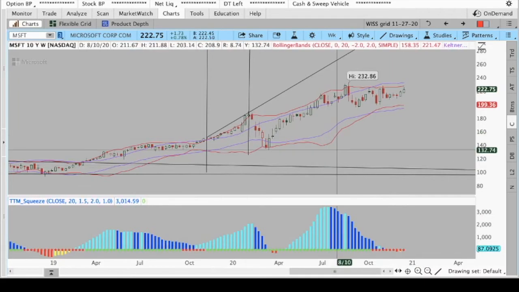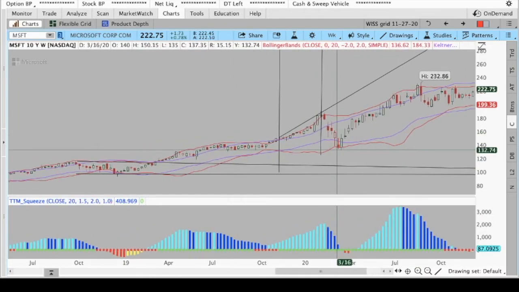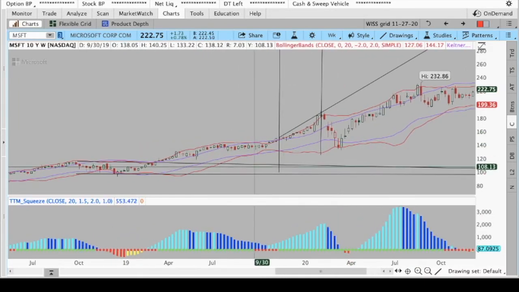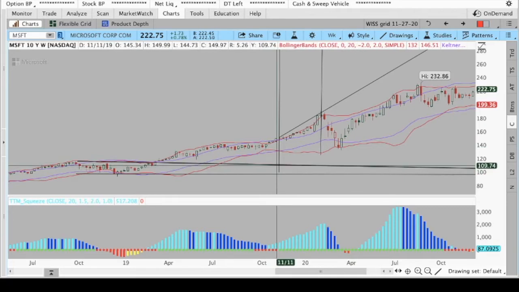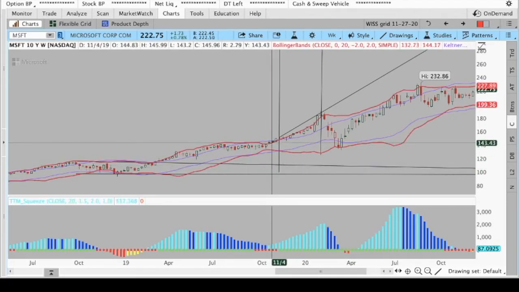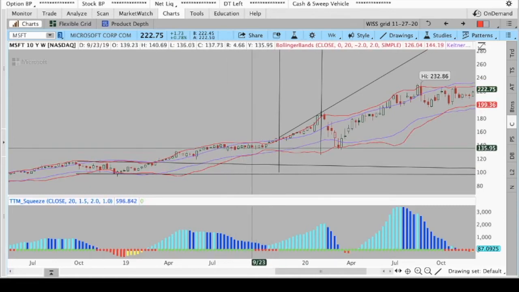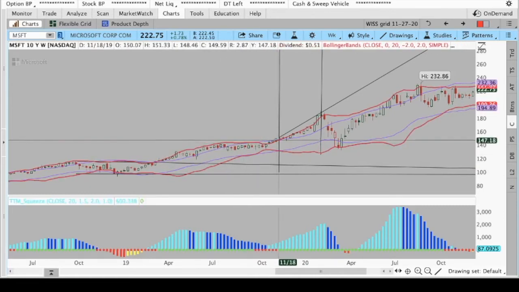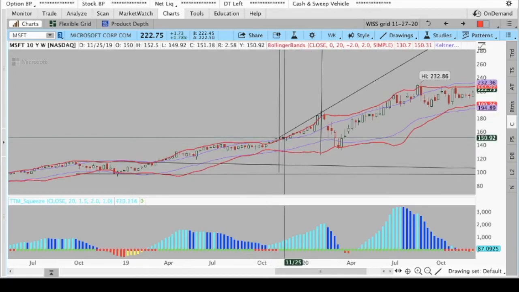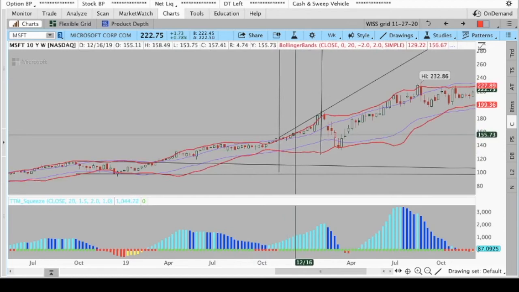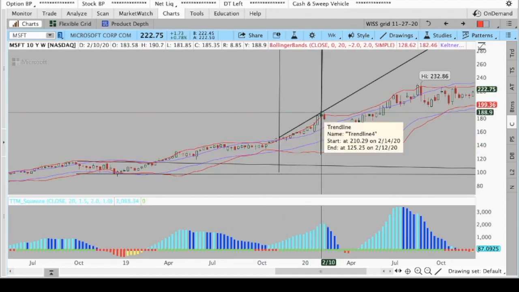Let's go back and look at what happened last time we had a weekly squeeze. Last year, 2019, we were in a squeeze from September till November. And the stock price was compressing, doing a lot of consolidating. When this Bollinger Band broke out of the Keltner channel to the upside, the stock price moved up with it. We had this explosive move all the way up to here, into February of 2020.